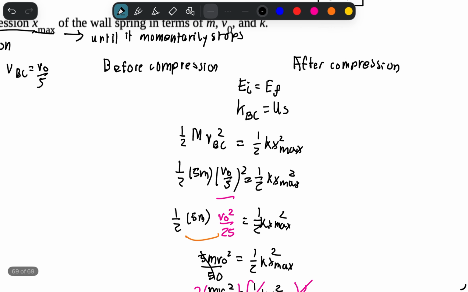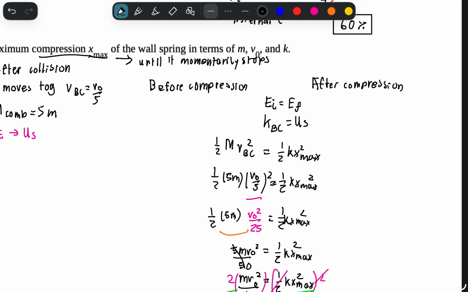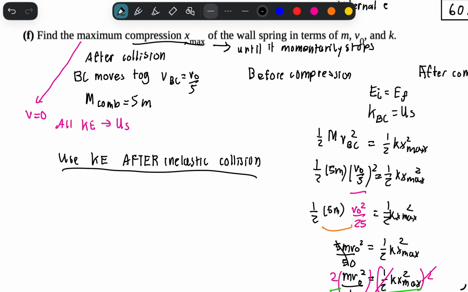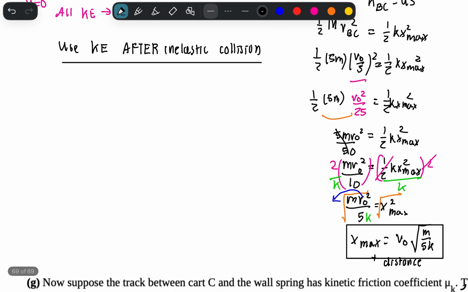So you have to use kinetic energy after the inelastic collision. So kinetic energy after the inelastic collision, after that part is over. But for the collision, the inelastic collision, you can't use kinetic energy because it's not going to be conserved.